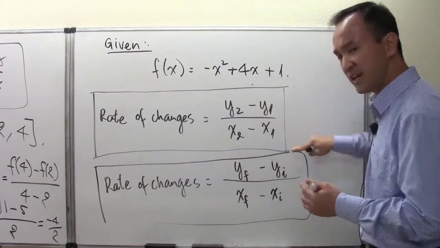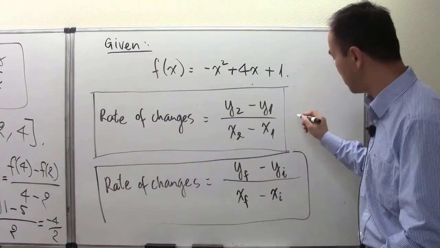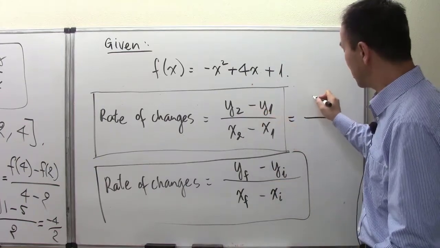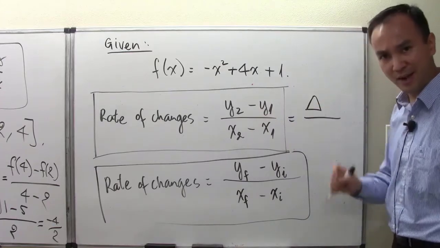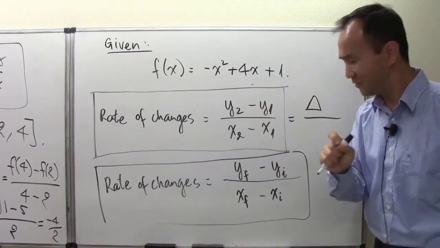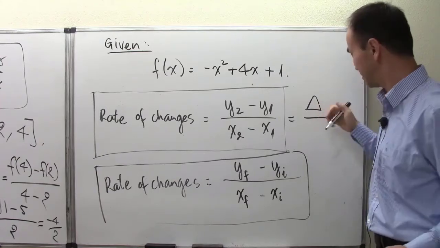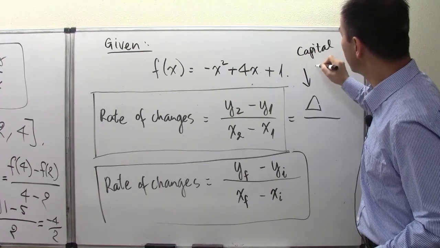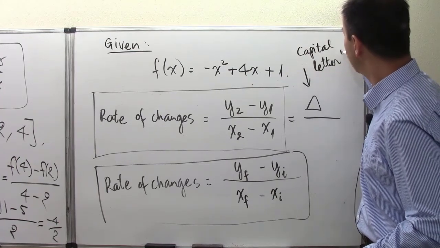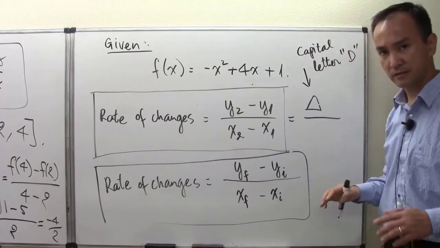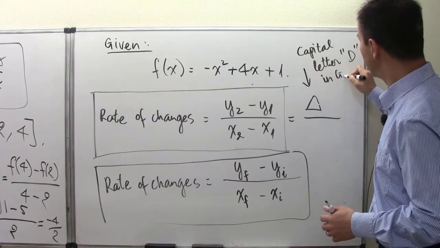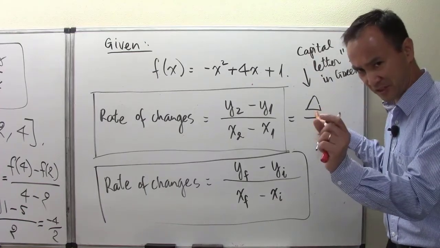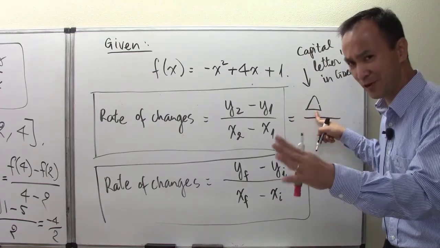Any change is calculated as a difference. So here I see a difference, and difference is notated by a delta symbol right here. Delta is a famous Greek symbol. It's a capital letter D, by the way, in Greek. It is famously, traditionally the capital letter D in Greek.